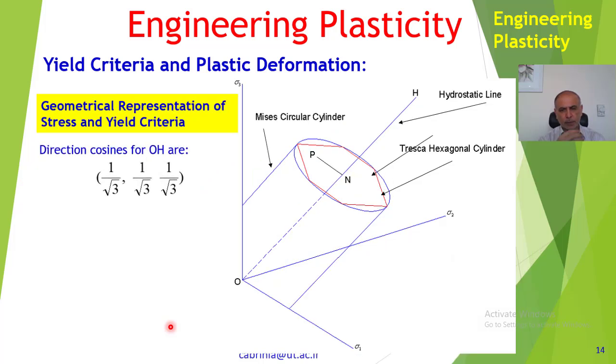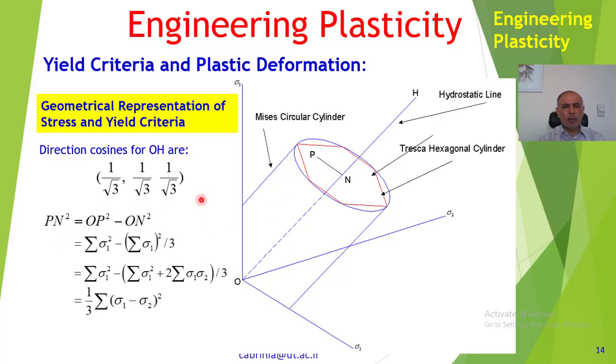Now then, the direction cosines of OH, as we mentioned before, cos alpha, cos beta, and cos gamma are equal, because alpha is equal for all of them. So cos alpha is 1 over root 3.